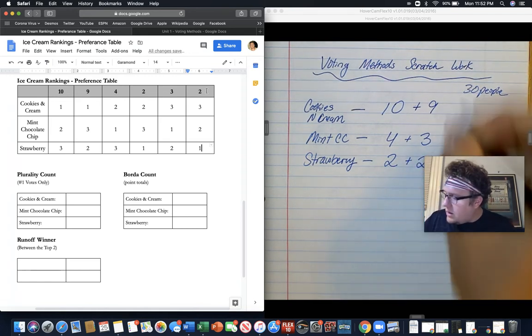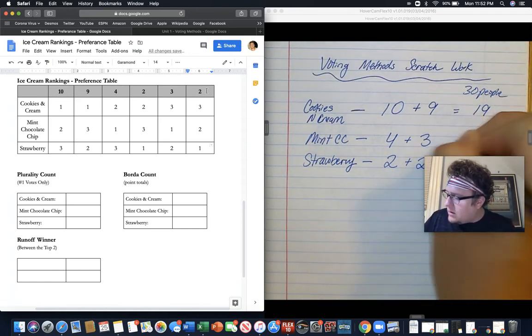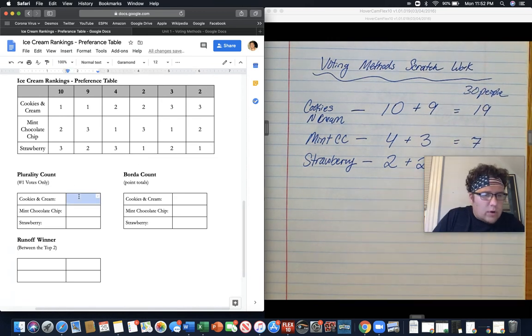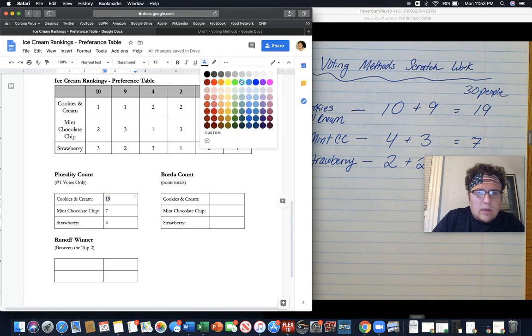So this is 19, 7, and 4. We're going to go over to cookies and cream and put the 19 in there. Mint chocolate chip is 7, and strawberry is 4. And let's make this text a different color just to show you that that was the winner.